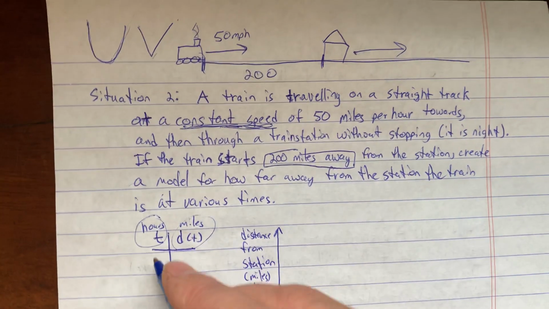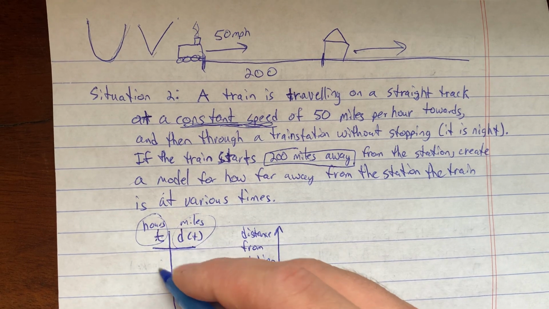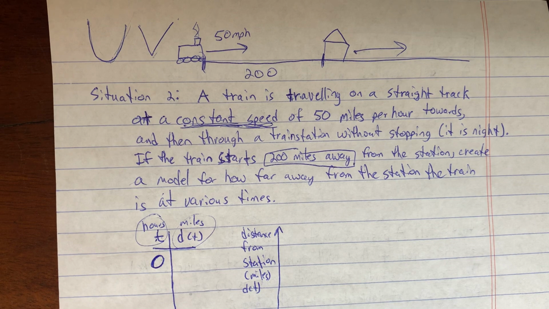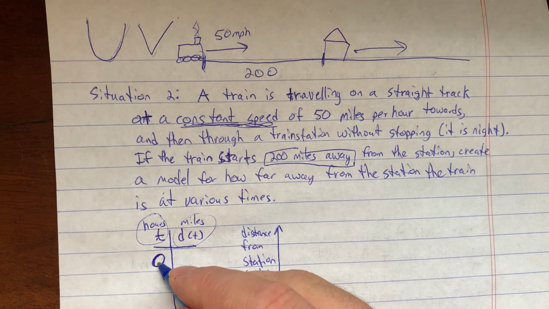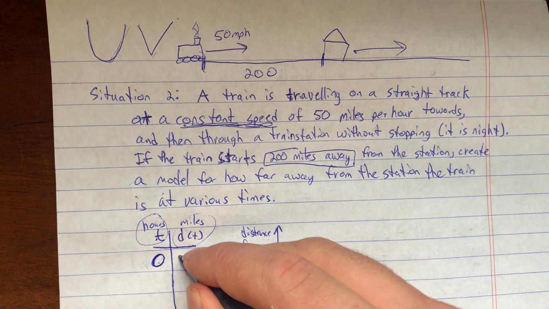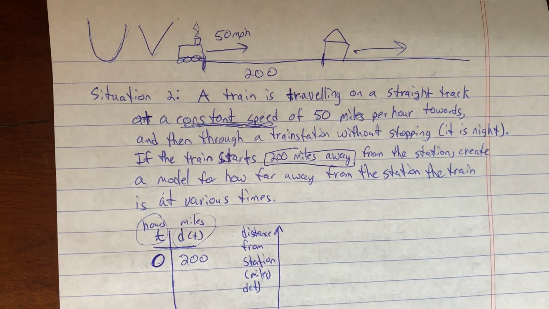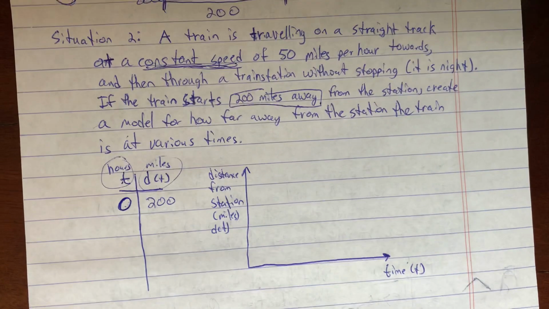So let's think. Is there a lowest value for how many hours the train could be traveling? And yes, the lowest answer for our model is probably going to be 0. So when the train has been traveling for 0 hours, it is 200 miles away from the train station. So we knew that already.